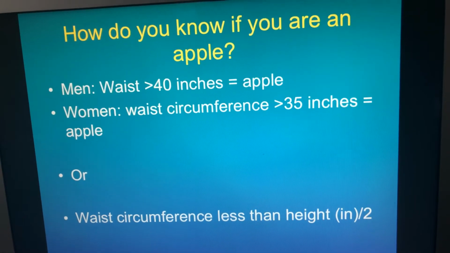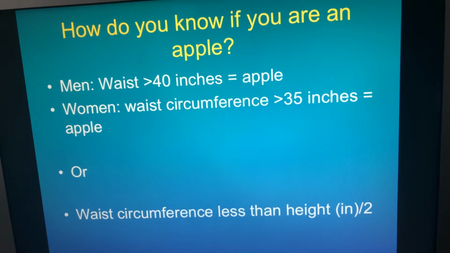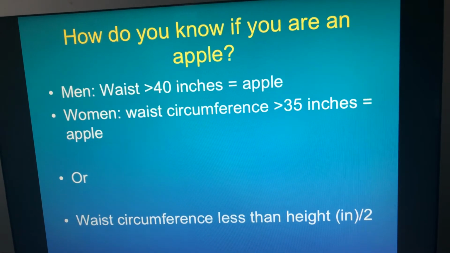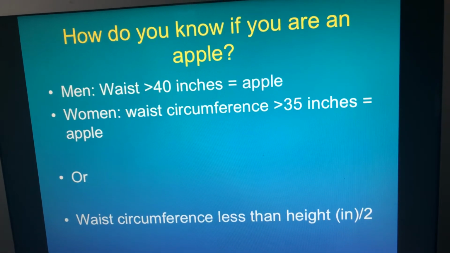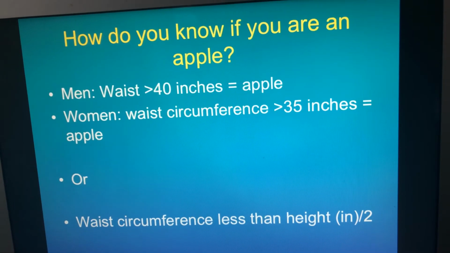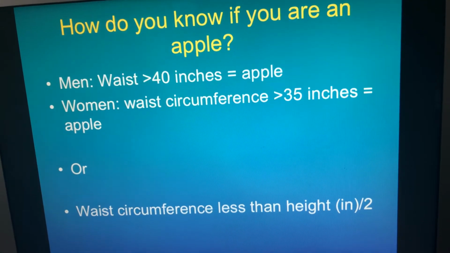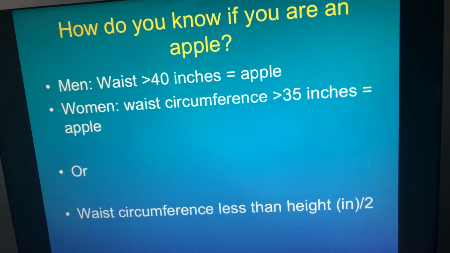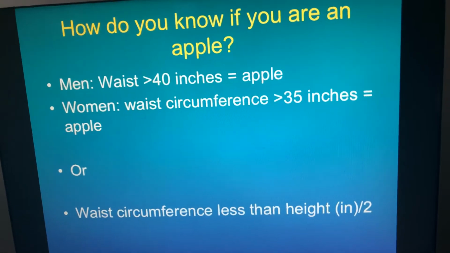You know, somebody who is really, really tall, like a basketball player, you would expect them to have a larger waist than somebody who is average height. So some people prefer to use the cutoff of waist circumference less than height in inches divided by 2.